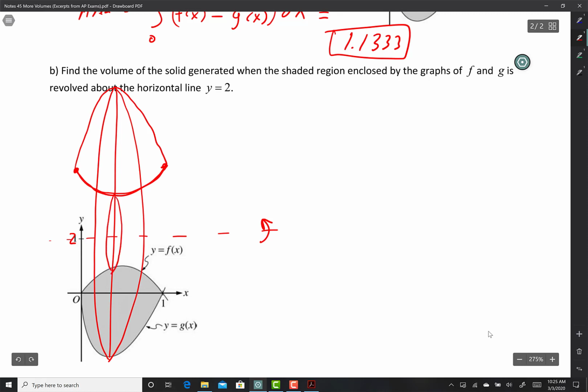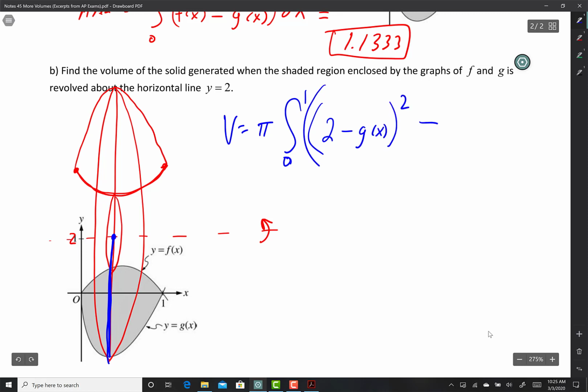what shape is that? Yeah, I should have done it with a different color. My bad, guys. It's a washer. So here we go. Volume equals pi integral from 0 to 1. And my big R is the distance from here, that in blue right there. So that's your big R. So that curve in the top is 2 minus, what's that curve? G of x, close, squared. Minus, that's the big R.